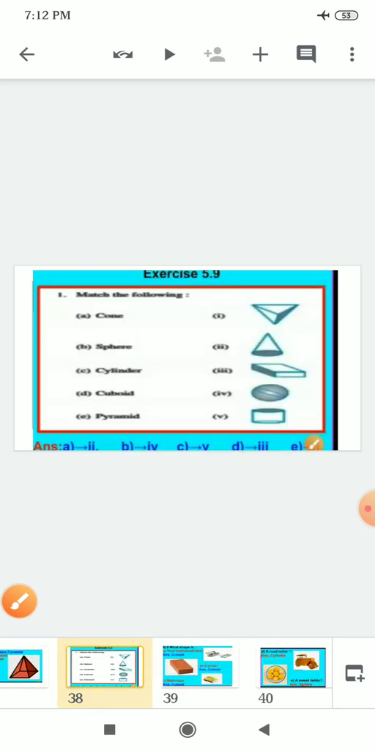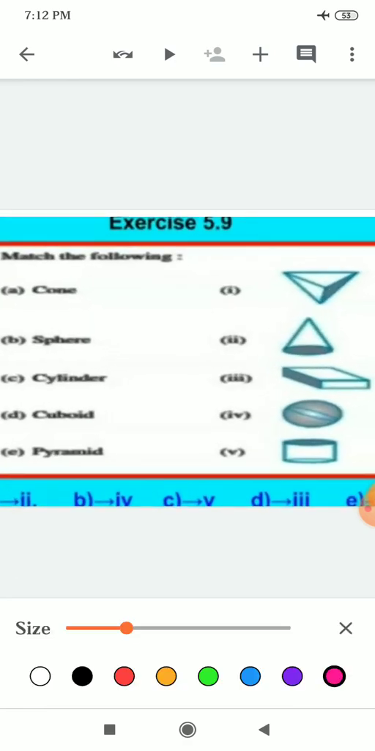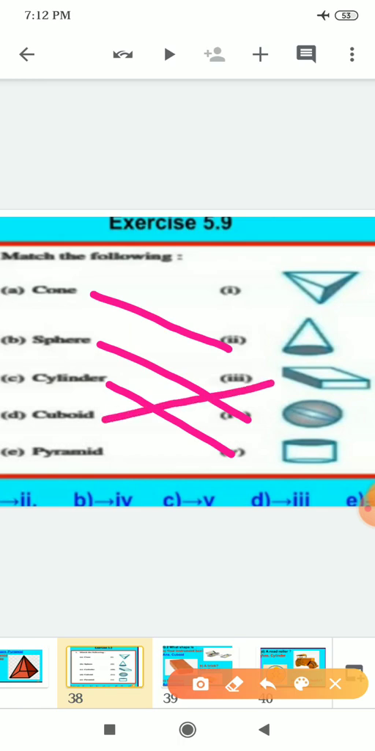We have exercise 5.9. You can easily see this. Which is the shape of a cone? This is the shape of a cone. Now we have a sphere. A ball is the shape of a sphere. We have a cylinder. This is the shape of a cylinder. Now we have a cuboid. A cuboid is the shape of a book. And the last one we have is the pyramid. This is very easy matching. You should know the examples related to cone, cuboid, cube, sphere.